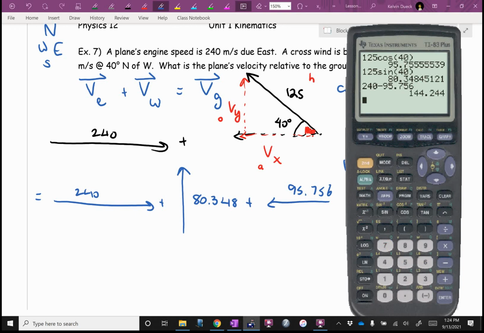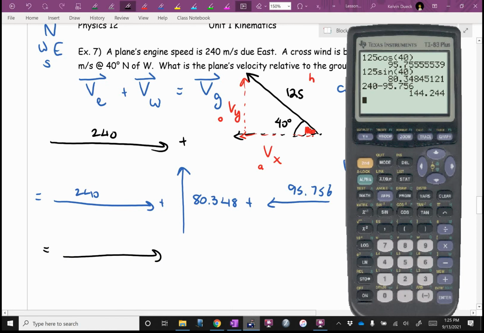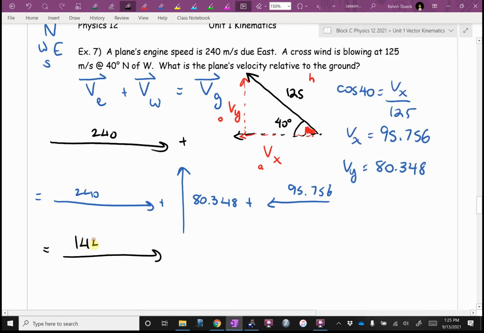95.756. I guess I have 144.244 east. Yeah? So now I'll redraw this one last time. And now I'll kind of roughly start going to scale. 144.244, 144.244 plus 80.348. I've done the toughest part. Now I'm on familiar territory.